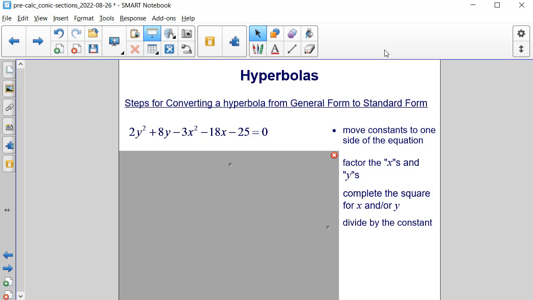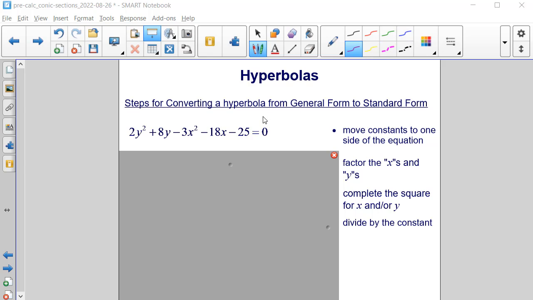Sometimes a hyperbola will not always be in standard form where the center point is easy to find. Instead, it'll be in this general form that has x squareds, y squareds, x's and y's, and a constant on one side, or all the variable terms on one side and the constant on the other. So we're going to go through the steps required to convert the equation of a hyperbola from this general form to standard form, again to make it easier to find the center point and to graph.